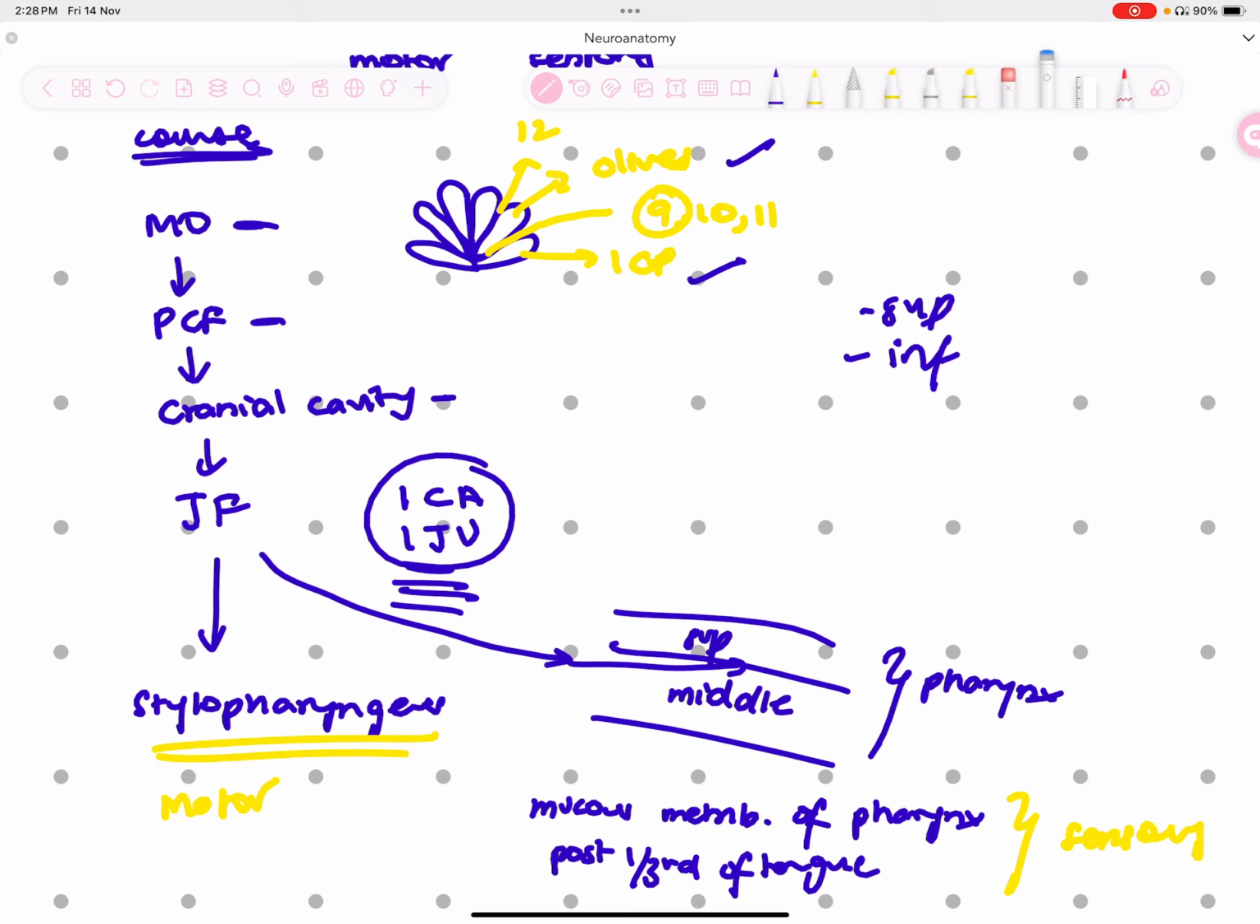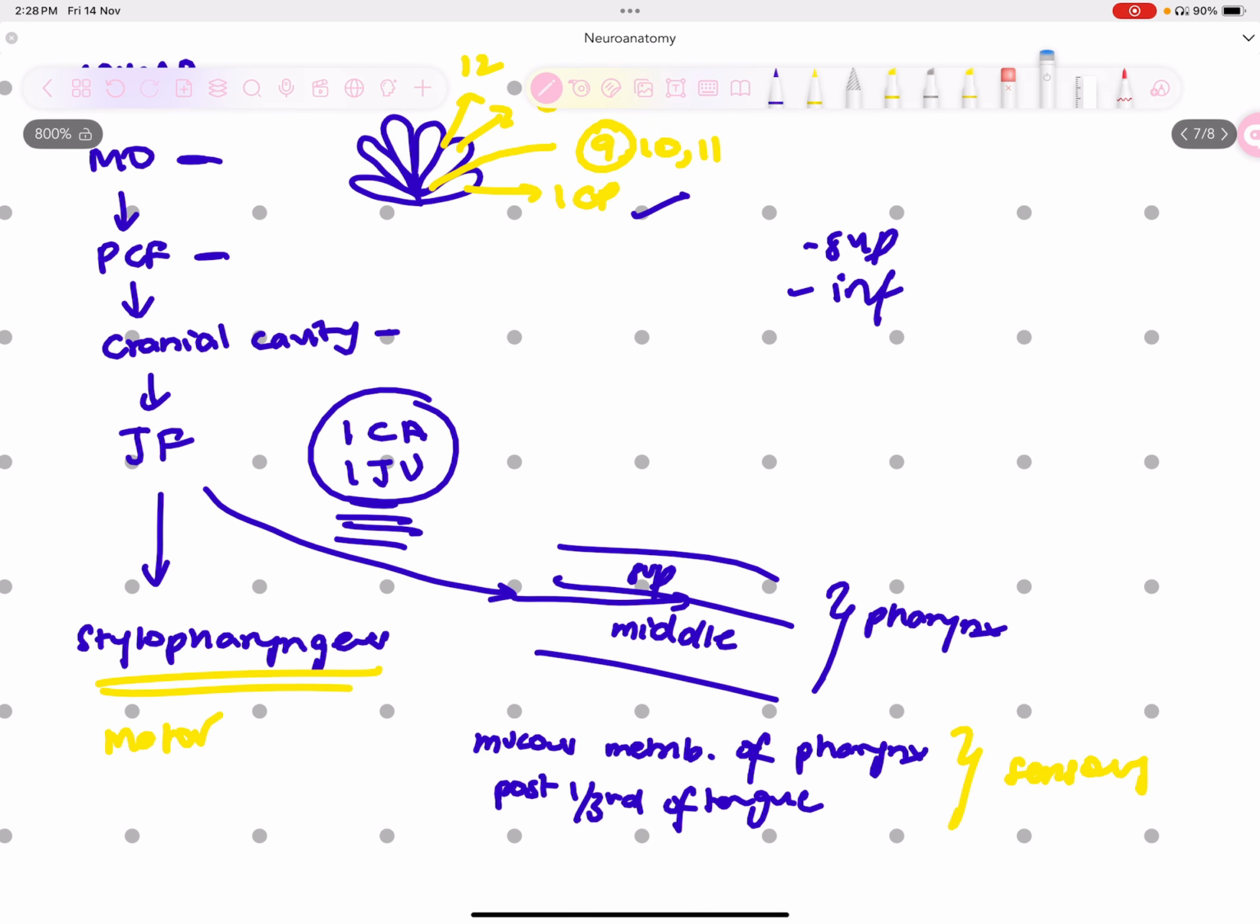As it descends, the nerve then descends through the upper part of the neck in company with the internal jugular vein and internal carotid artery to reach the posterior border of the stylopharyngeus muscle, which it supplies. The nerve then passes between the superior and middle constrictor muscles of the pharynx to give sensory branches to the mucous membrane of the pharynx and the posterior one third of the tongue. So this was its course. We are done with the course.